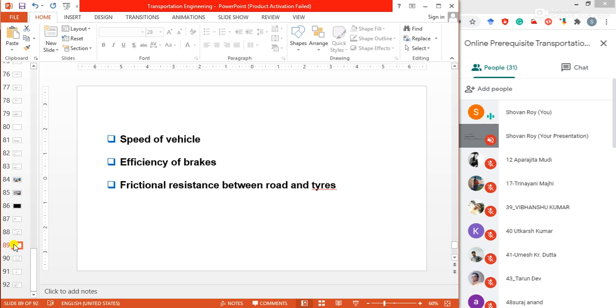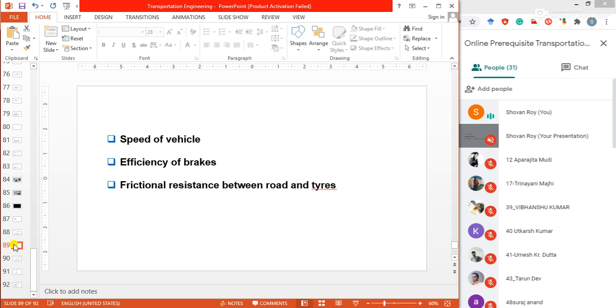Next is frictional resistance between road and tires. The frictional resistance developed between road and tires, or the skid resistance, depends on the type and condition of the road surface and the tires. As discussed earlier, we have an idea what is skid and what is frictional resistance between tire and road or pavement. The braking distance increases with decrease in skid resistance. So if my skid resistance is less, my braking distance will be increased.